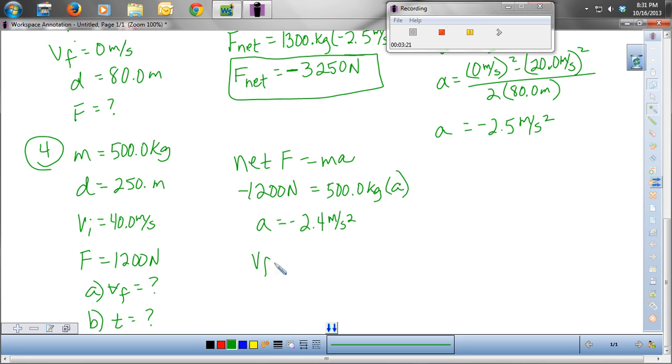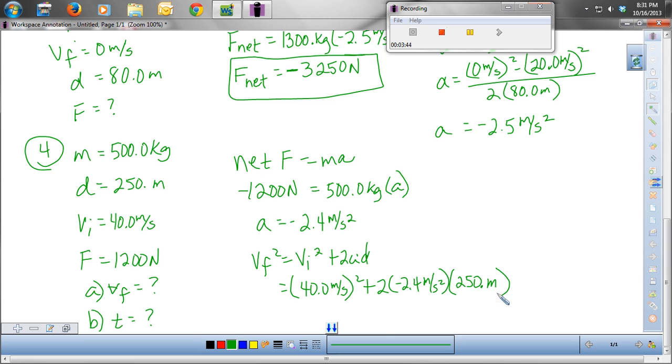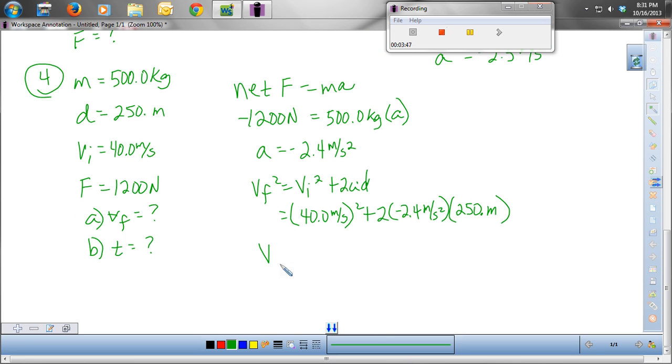So then VF squared equals VI squared plus 2AD. VI was 40 squared plus 2 times negative 2.4. And he has 250 meters to stop in. So by the time he gets to the railroad crossing, he is traveling at 20 meters per second. So that's what they were asking me for.